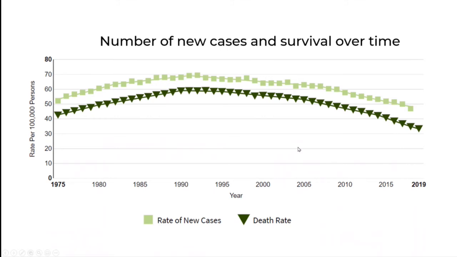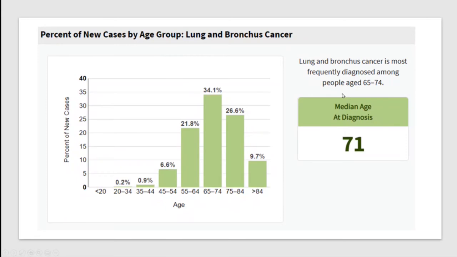And this is largely attributed to the advances in treatment, as well as the advances in lung cancer screening that has been able to catch cancer at an earlier stage and hence treat it with a better outlook. This graph talks about the distribution of age. The median age of diagnosis is 71, so that's where the vast majority of patients are diagnosed.